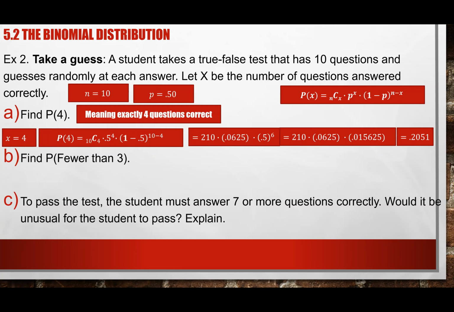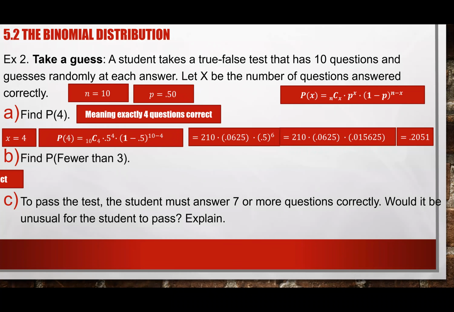But anyway, let's take a look at B. So what does fewer than 3 mean? Well, they are asking what is the probability that you take this test and have fewer than 3 questions correct. Do you agree that 2 is fewer than 3, 1 is fewer than 3, and 0 is fewer than 3? Meaning, fewer than 3, we cannot use 3, right? 3 is not smaller than 3.